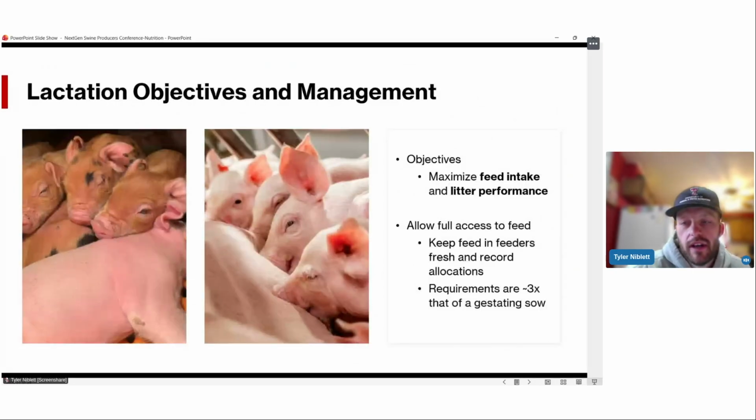So the objectives in the farrowing house are to maximize our feed intake as well as our litter performance. This time is one of the only times your sow will be fed ad libitum in the farrowing house. And these requirements are about 3 times that of a gestating sow.